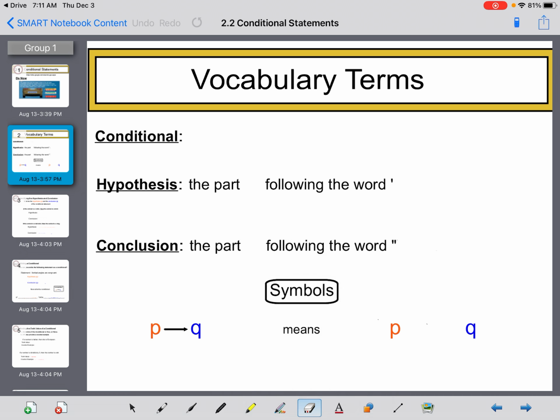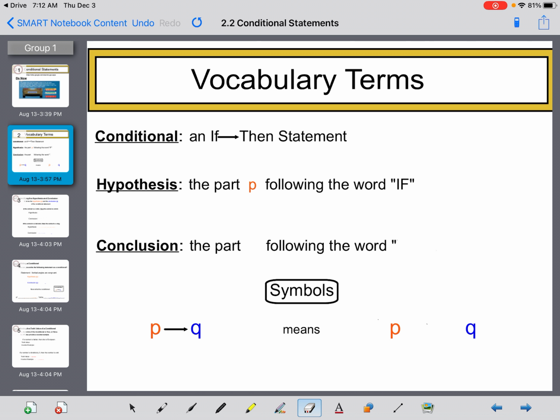Okay. Vocabulary terms. Conditional is an if-then statement, okay? An if-then statement. We're going to be working with a lot of these today and tomorrow. Hypothesis. You guys should know this word already, okay? But in geometry, it means something a little different, all right? It is the part P, so we label it as P, following the word if.